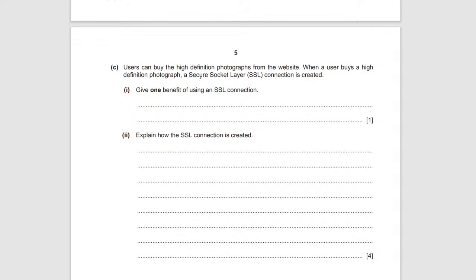When a user buys a high definition photograph, a secure socket layer connection is created. SSL basically works with the help of certificates. When you enter a web page, the user asks the web server to identify itself with the help of the certificate. Then the web server sends that certificate to the user. The user checks the authenticity of that certificate, and if it's authentic, then the transmission will begin.